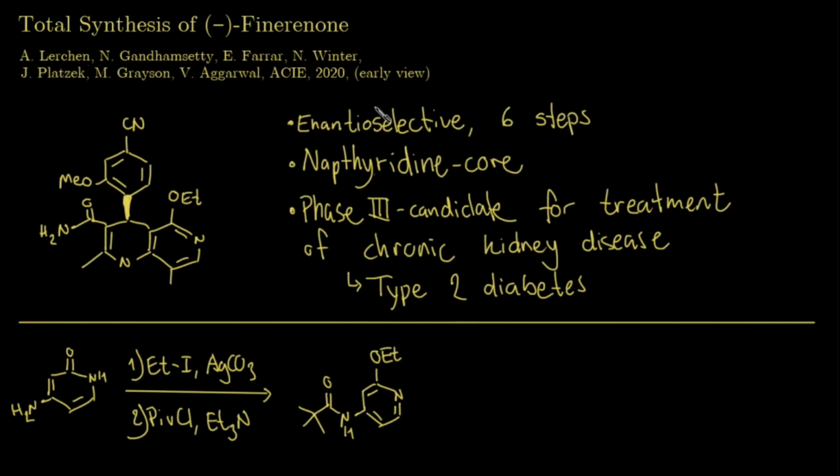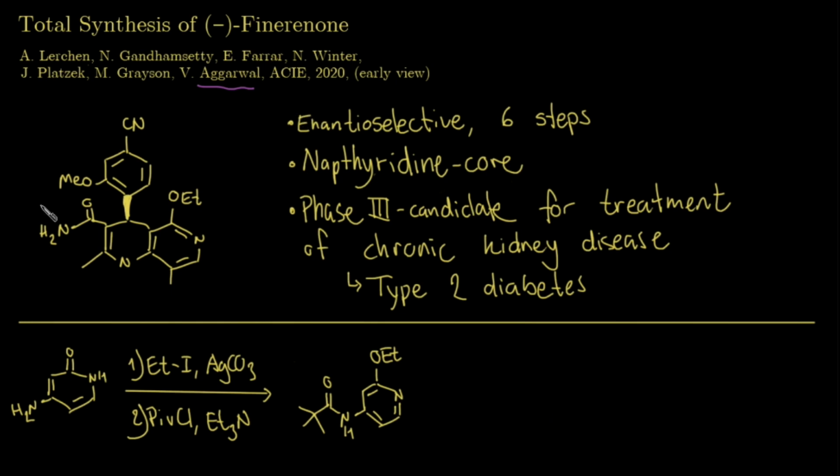My name is Michael, and today we'll be going through the total synthesis of minus Finerenone. This is work performed by the Aggarwal group and published this year in Angewandte Chemie. As of mid-November, this paper hasn't received page numbers yet, but I'll make sure to put a link in the description for the actual article.